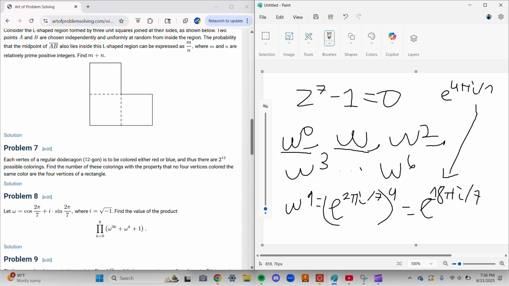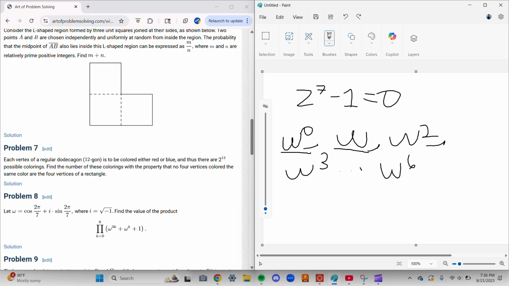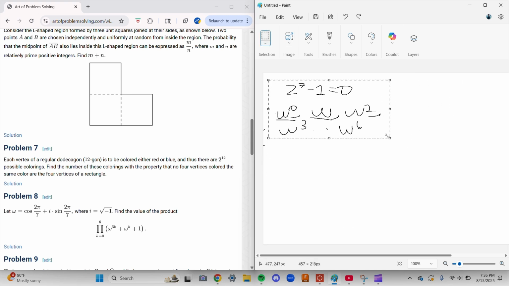And if you notice, this is exactly the same thing as w squared. So that's why these roots of unity are cyclic in nature. But okay, I got a bit off track here from the problem, but this is going to be very useful for us. So now with this valuable information, let's write out our product.